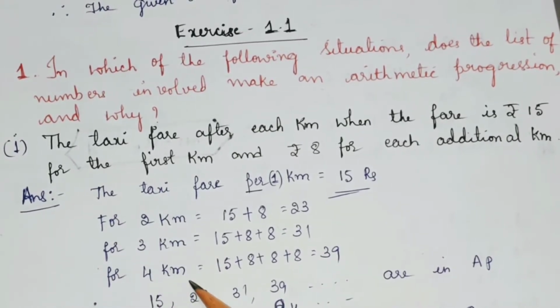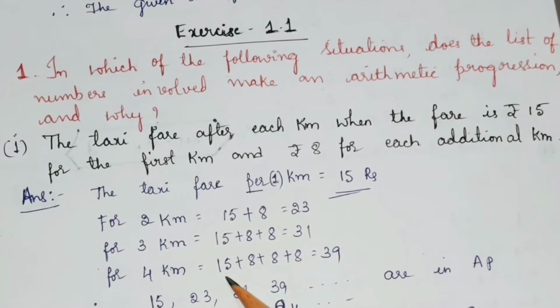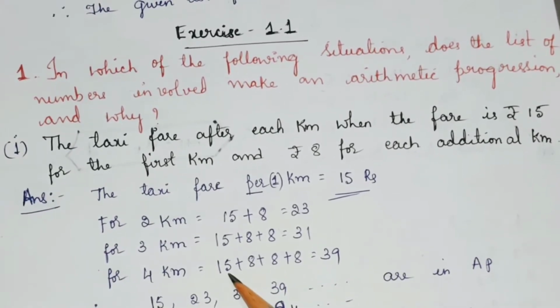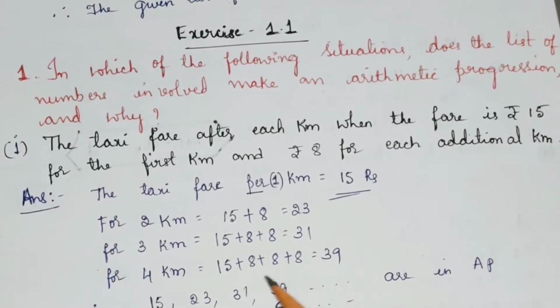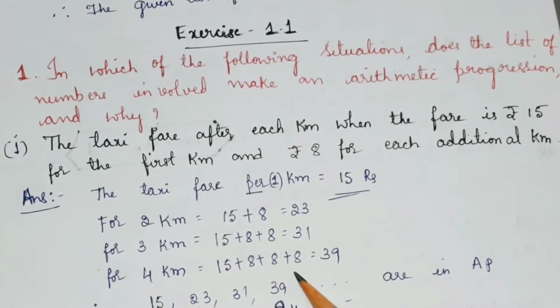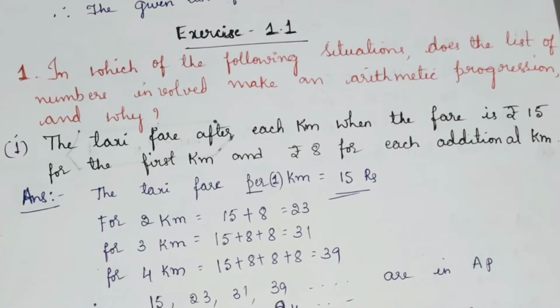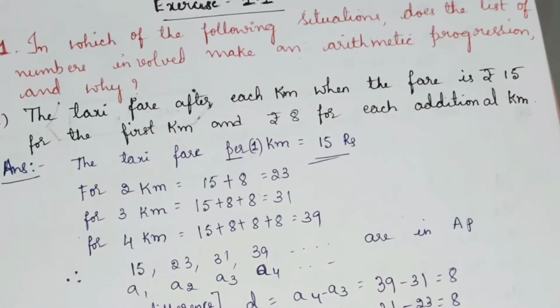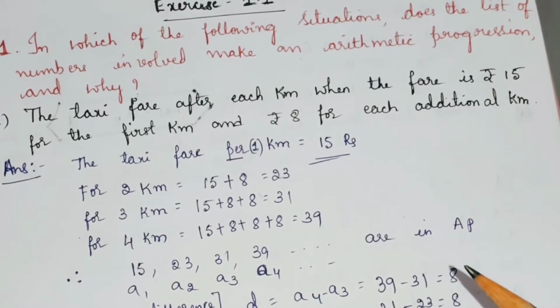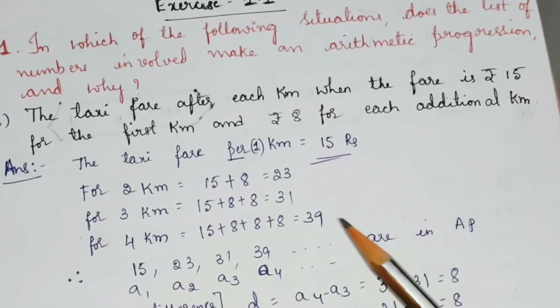When you travel for the fourth kilometer, what happens? 15 plus 8 plus 8 plus 8. See, first kilometer 15 rupees. For the remaining 3 kilometers he has to pay an additional 8, 8, 8 rupees. Then 39 rupees. When you add all these, you will get 39. Suppose you want to calculate for 5 kilometers, what do you have to do? 15 plus 8 plus 8 plus 8 plus 8, 4 times 8, and so on.